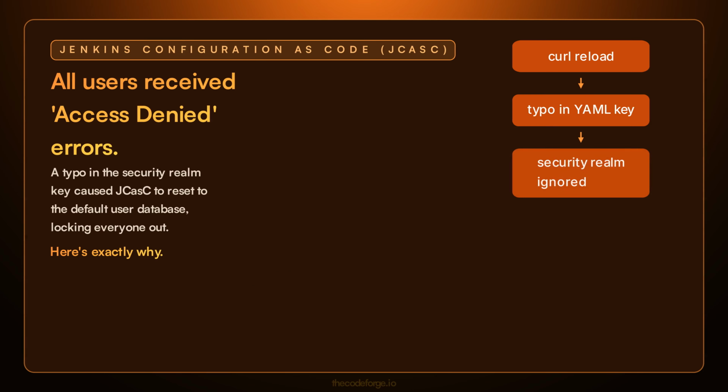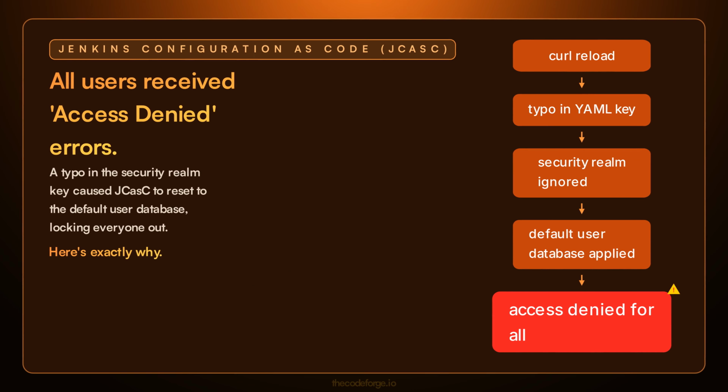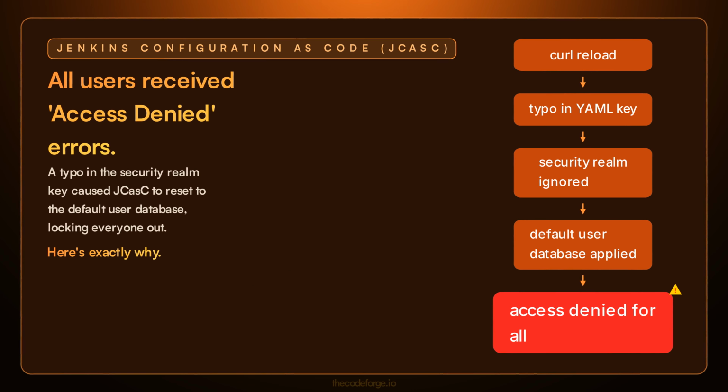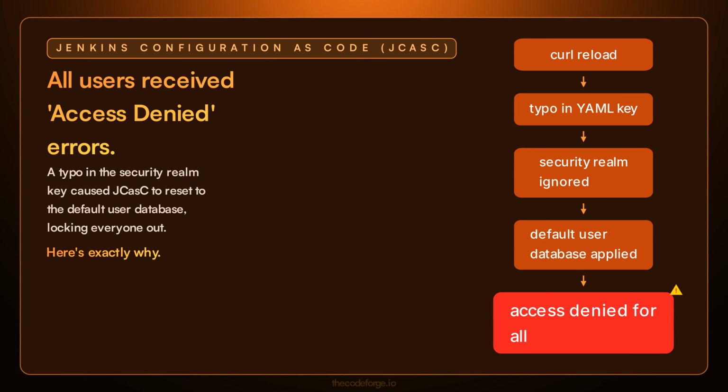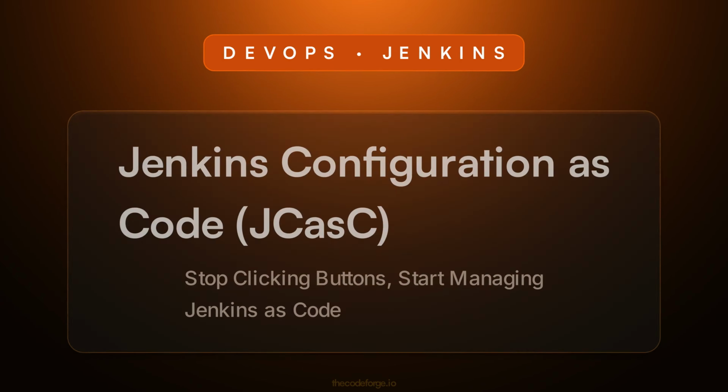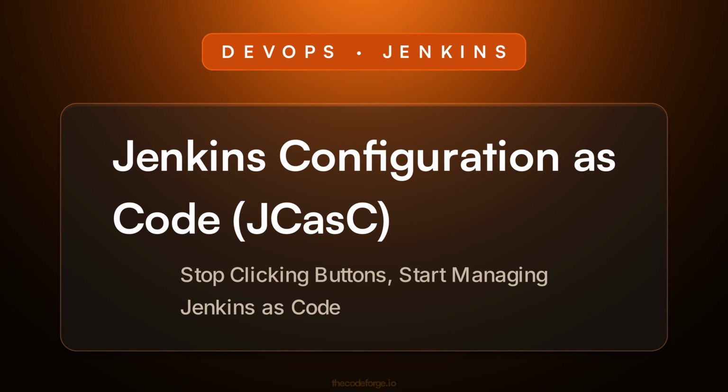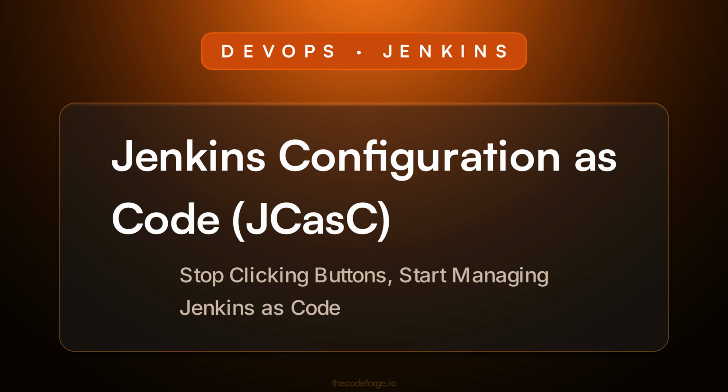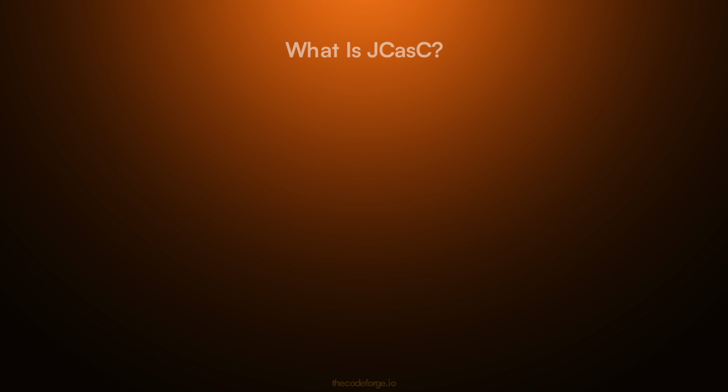After a simple reload, every single user got access denied. The login page showed the default Jenkins user database, not our LDAP realm. What broke? A typo in the YAML key. Let's break down Jenkins Configuration as Code, JCasC, how it works, and the exact mistake behind that failure.